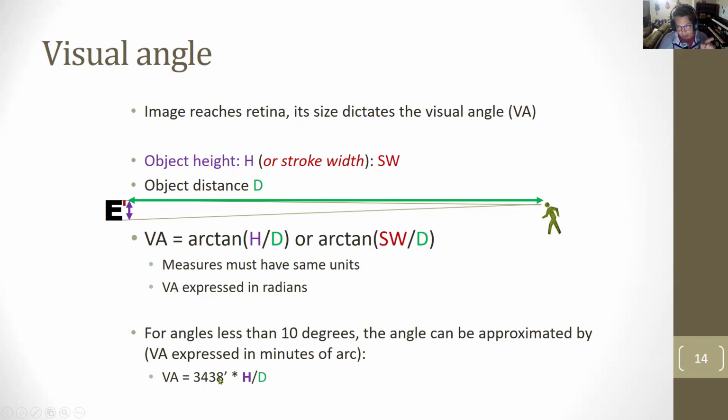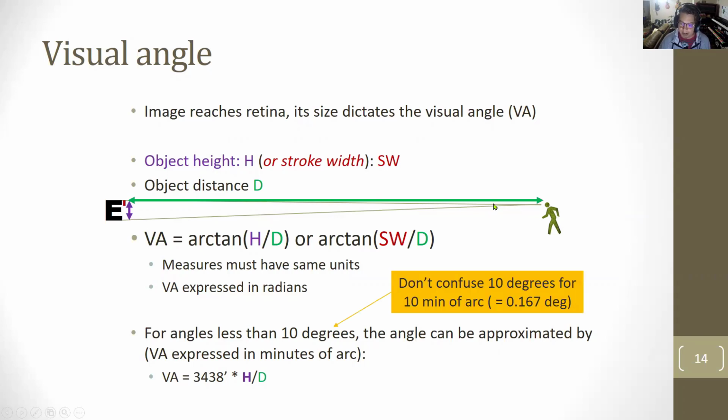And this constant, we can derive the constant. It's basically converting, let me see, degrees into minutes of arc, or maybe radians into minutes of arc or something like that. I forget exactly what the conversion is, but 3438 is the conversion factor. And it's 3438 minutes of arc. That's this symbol right here. That's for angles less than 10 degrees, not less than 10 minutes of arc.